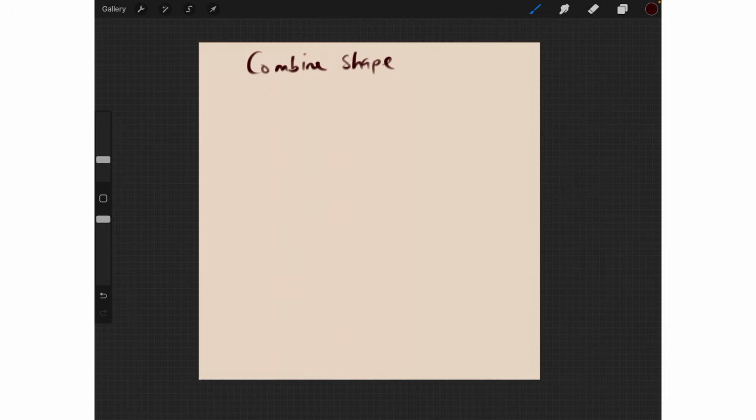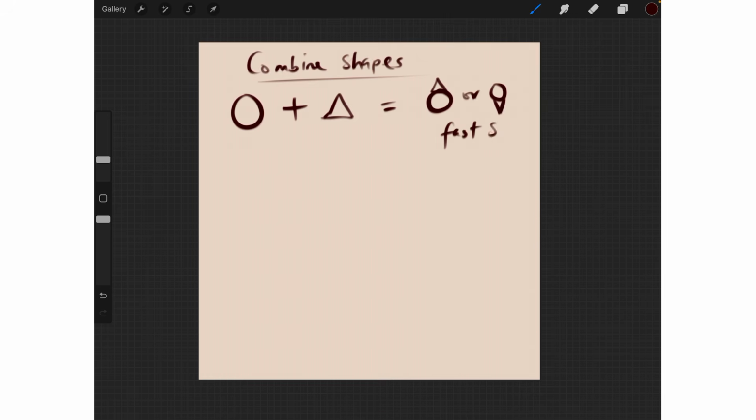When we combine a circle with a triangle, we are going to have a friendly and active, or a fast and active kind of character, because these two shapes have two different personalities, and when we combine them, they give us a specific kind of personality.